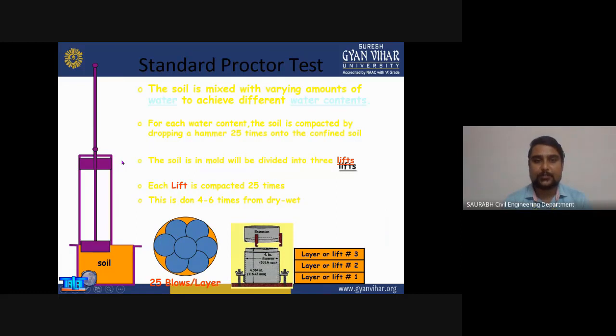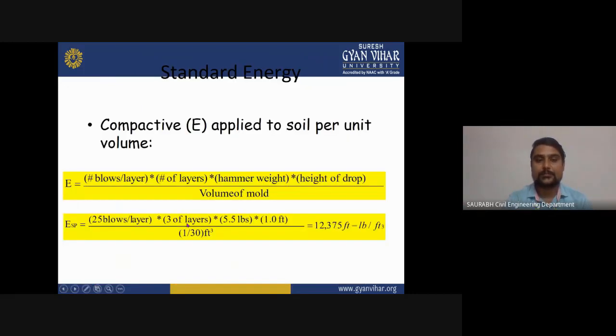The soil standard proctor test. The soil is mixed with varying amounts of water to achieve different water contents. For each water content, the soil is compacted by dropping a hammer 25 times into the confined soil. The soil mold will be divided into three lifts. Each lift is compacted 25 times, and we can also say each soil will be divided into three layers, and each layer will be compacted 25 times. This is done for 4 or 6 times, and this will be the pattern of doing the compaction here.